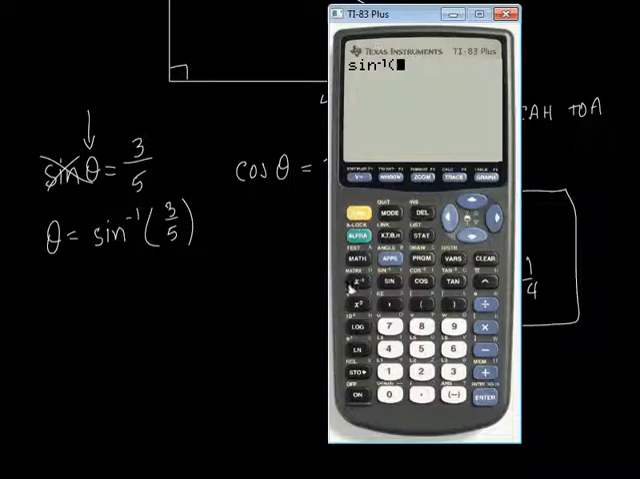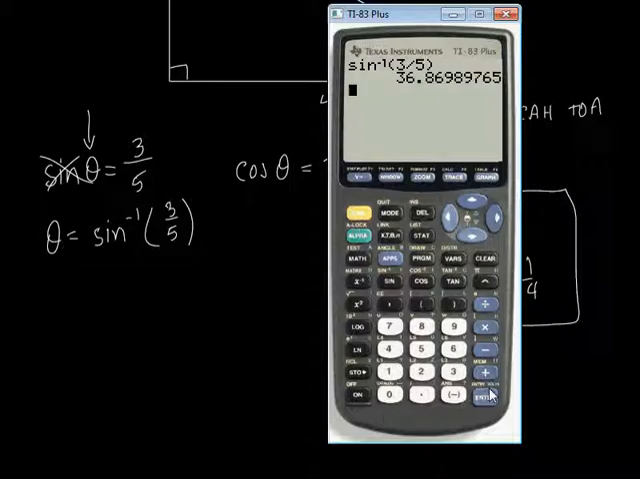So sine to the negative first of what? They even give you one parenthesis. Put 3 divided by 5. 3 divided by 5. Close the parentheses. And watch, as soon as I hit enter, guess what it's going to give me? It's going to give me theta. It's going to give me the angle. I'm going to actually solve for that angle in that triangle.